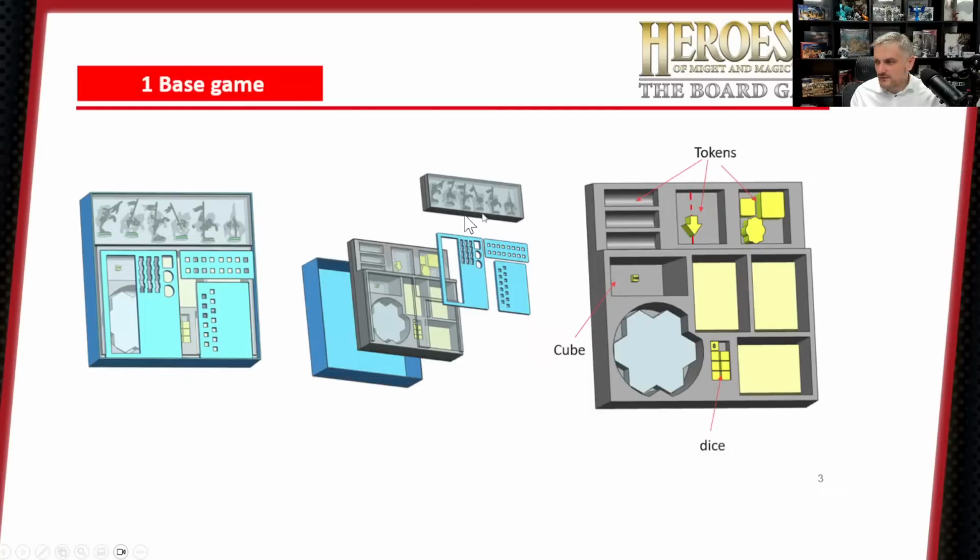Okay, now everything goes back together. So first that tray, the second tray with the miniatures goes on top, and then on top of that go the other elements. Now the map and everything else, the other bits with the battle board and things like that, go back into the box.